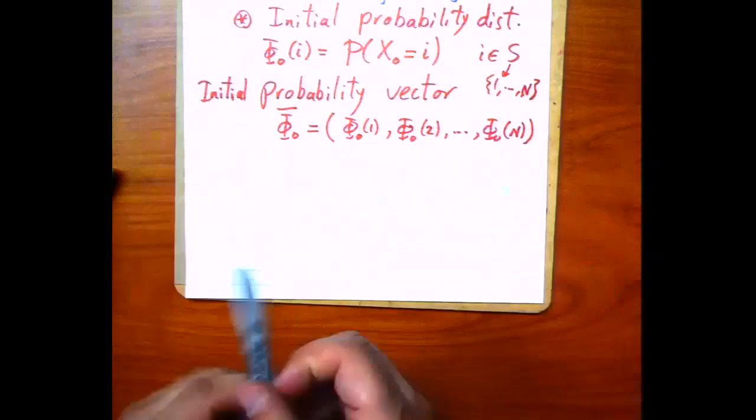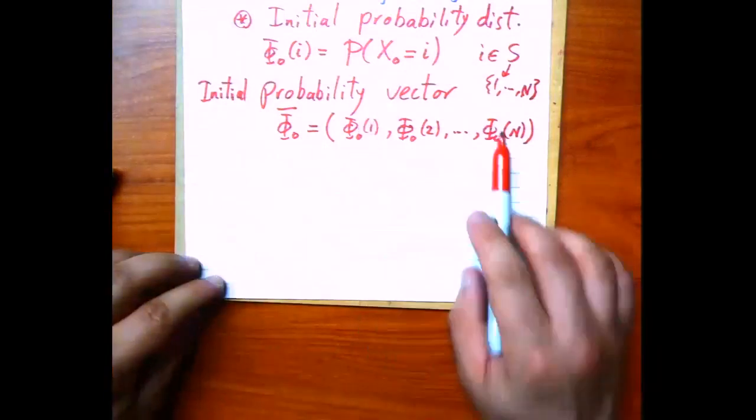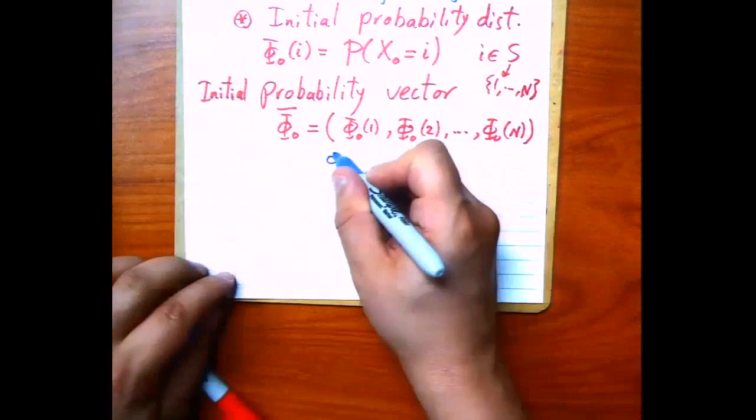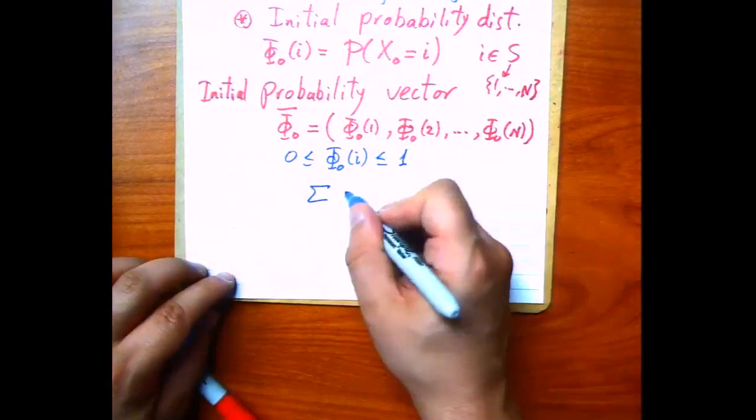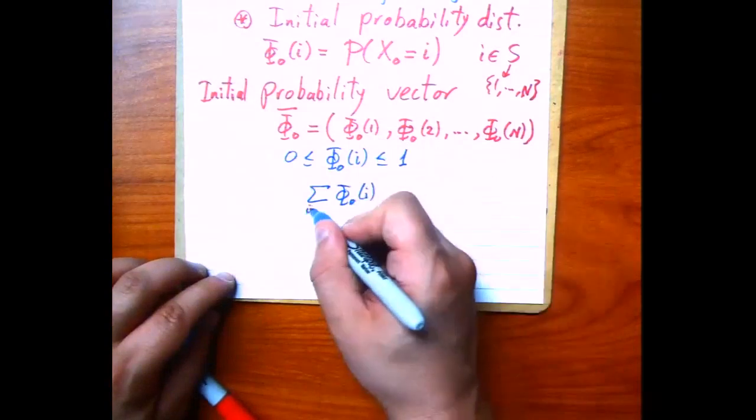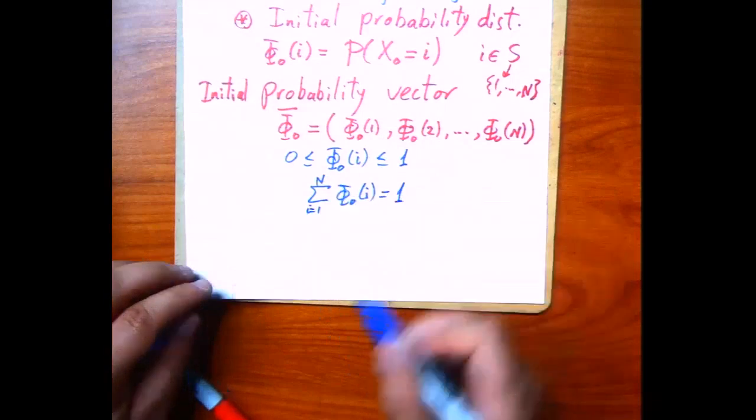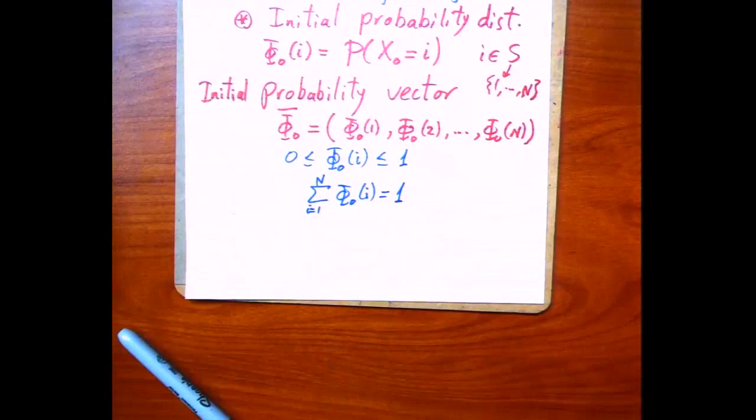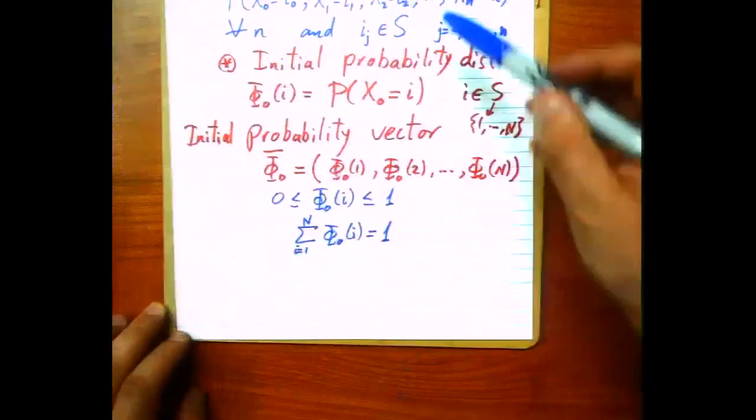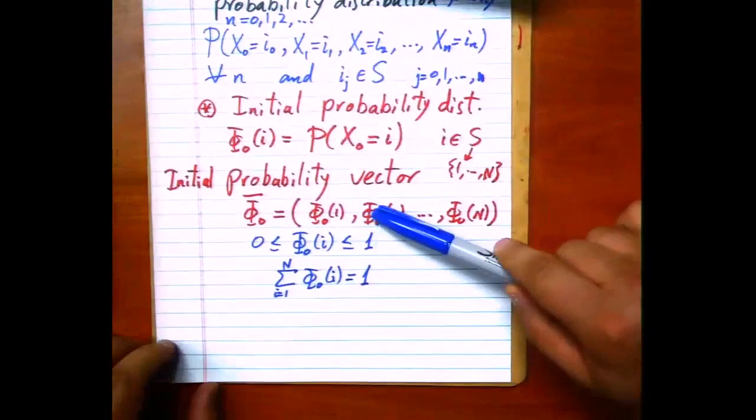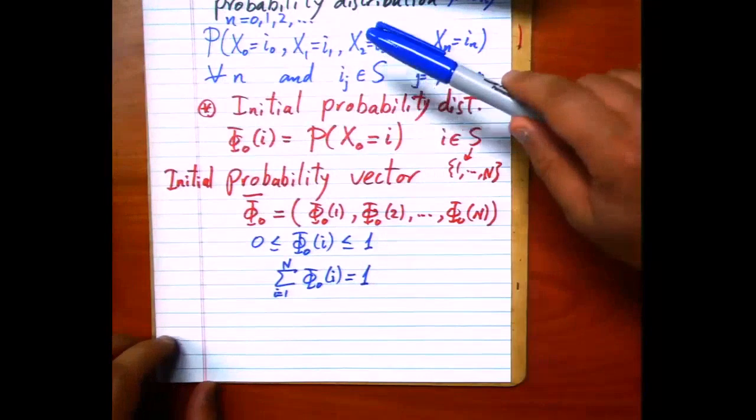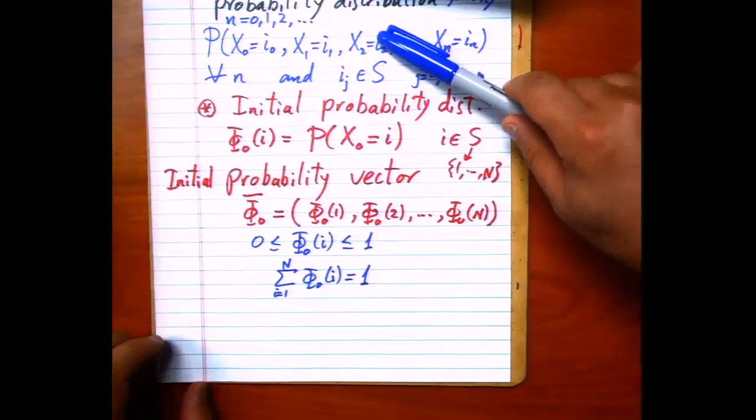As you can see, since each one of these elements is a probability, each one of these phi0 of I is between 0 and 1, and all of them must add up to 1, because they are probabilities. Okay? Again, the goal or the target is this one. But we still need the initial probability distribution to talk about the joint probability distribution of the process. Okay? That's why we're going through that.